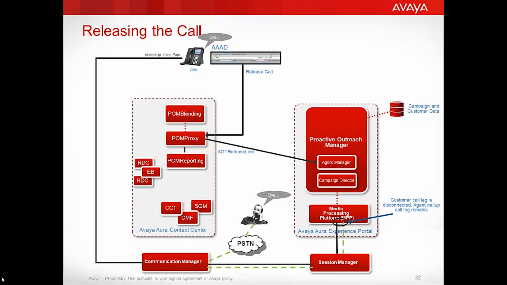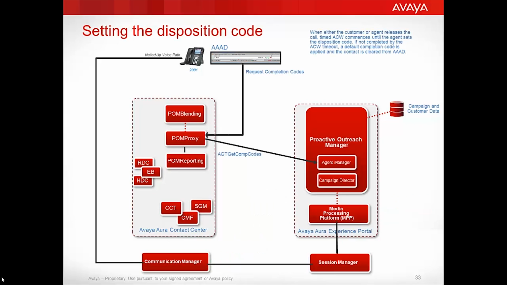When it comes to setting the disposition codes, the agent will request the disposition codes through the proxy. That will call AGT get completion codes. The AGT get completion codes response will be returned to the proxy and the completion code list sent up to the desktop. The selected completion code then will be sent to the proxy, and the proxy will call AGT finish item.